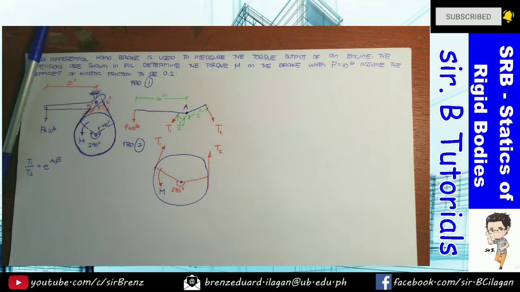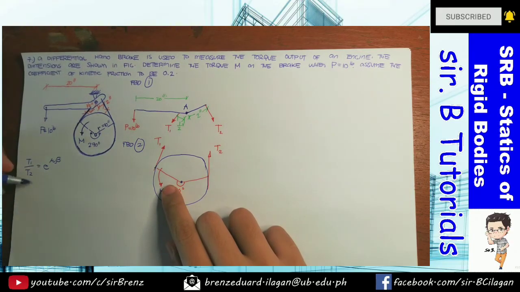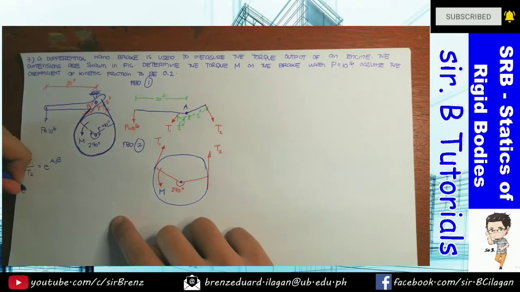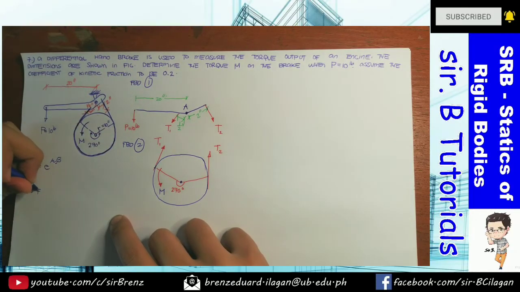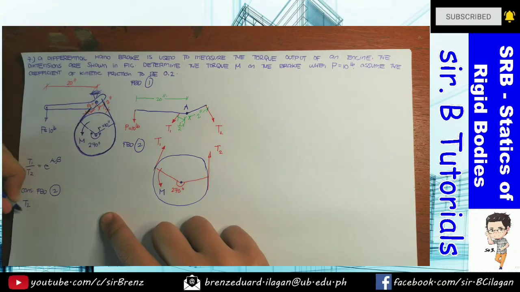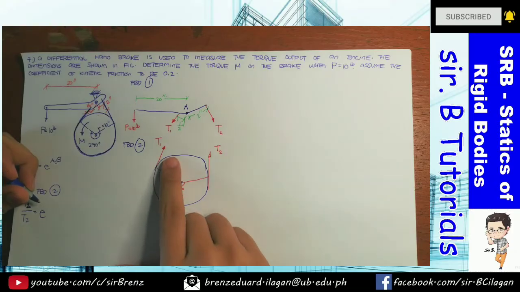So, saan natin kukunin yung mga susunod na equation? Okay, so the first equation, gagamitin natin yung equation na to. Okay, so based on this free body diagram 2, consider FBD2. So again, T1 over T2 is equals to e multiplied by mu.